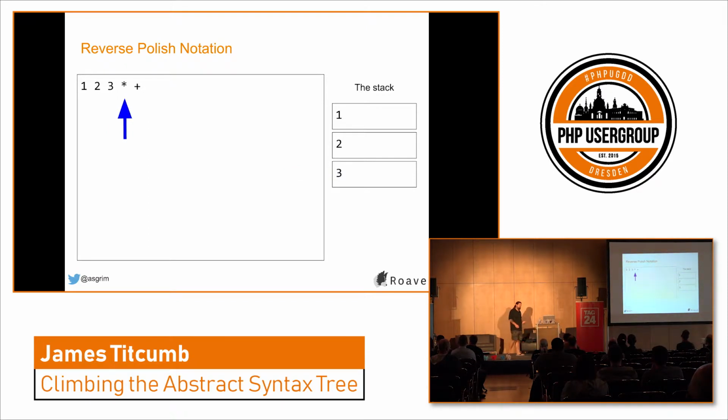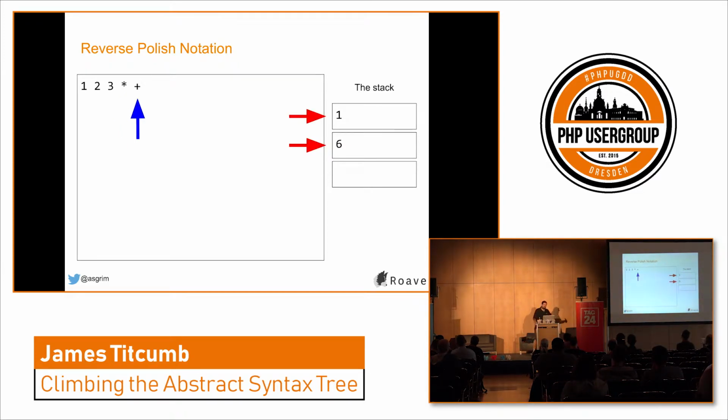So the next one is an operator, right? It's a binary operator, so we know it takes two things. So we're going to take two things off of the stack, right? And that's our 2 and a 3. And we perform the operation. In this case, it's multiply, so we're going to get 6. And we put the result of the operation back onto the stack, right? So we put a 6 back on the stack.